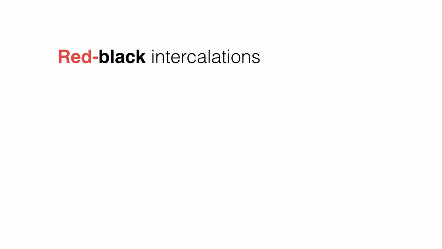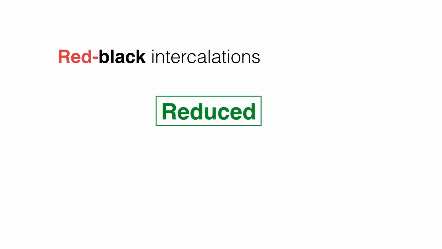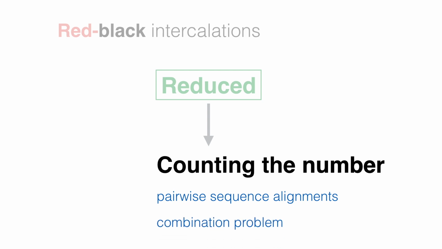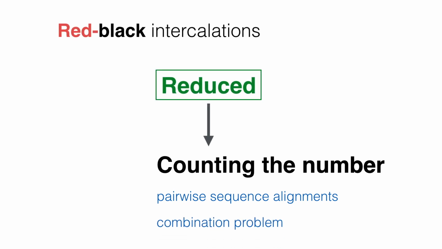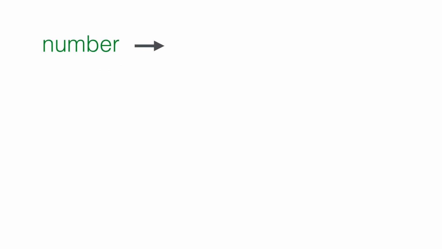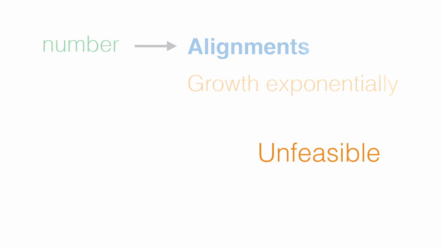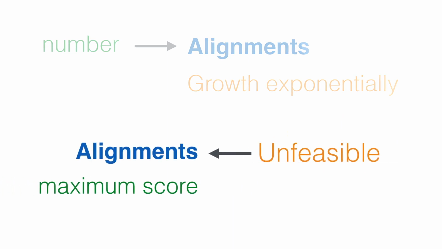Through red-black intercalations, we have reduced the problem of counting the number of possible pairwise sequence alignments to a simple combination problem. As a result, we know now that the number of possible alignments grows exponentially with the length of the sequences. In particular, this makes unfeasible a trial and error search for an alignment with maximum score.